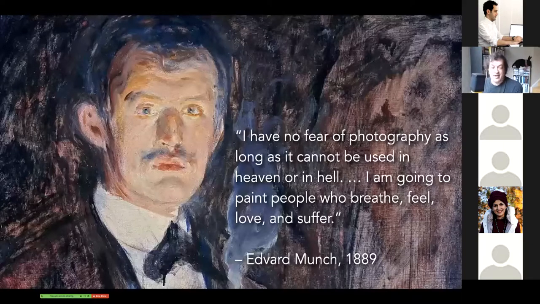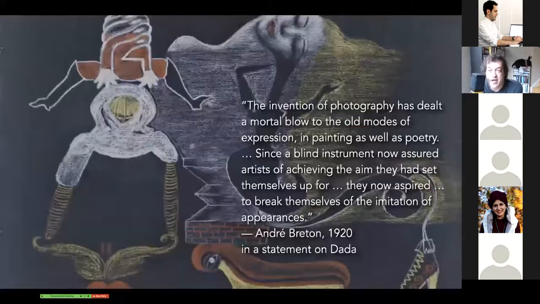And several decades later, in the beginning of the Dada and Surrealist movements, by the 1920s, people looked back and said photography basically ended photorealism. So they wrote, "The invention of photography has dealt a mortal blow to the old modes of expression in painting as well as poetry. Since a blind instrument now assured artists of achieving the aim they had set themselves up for, they now aspired to break themselves of the imitation of appearances."